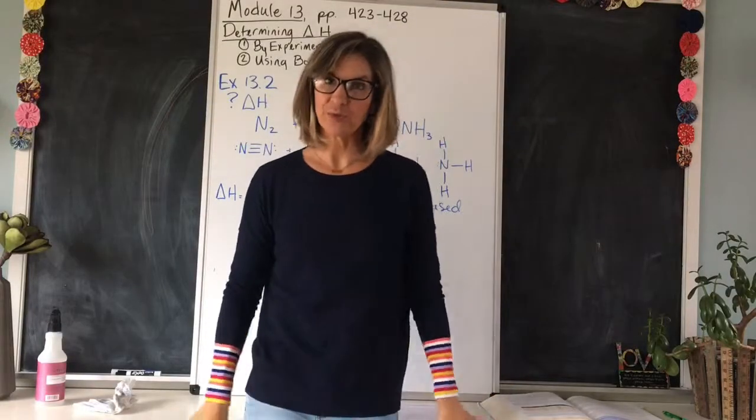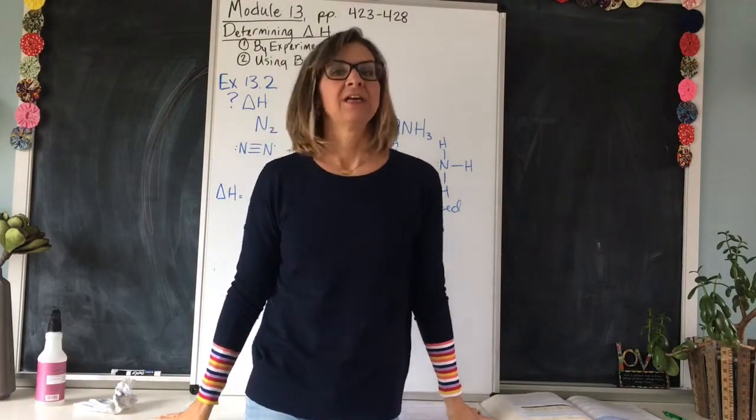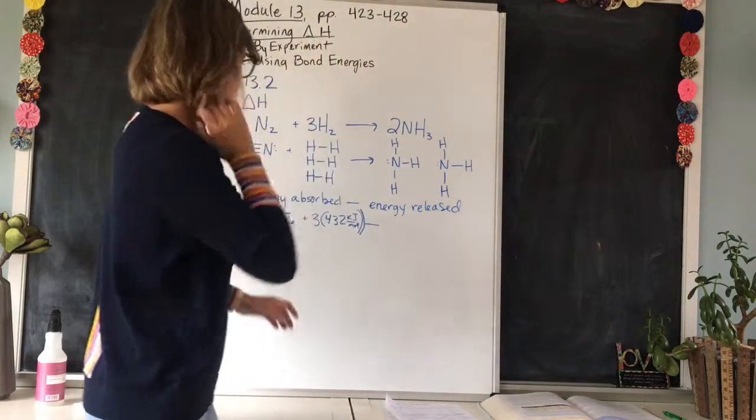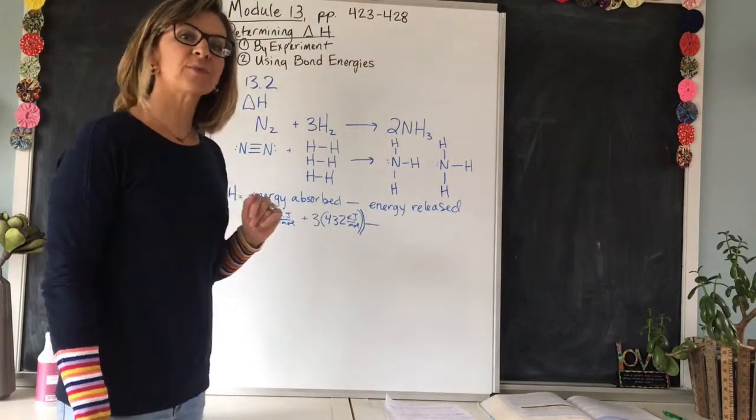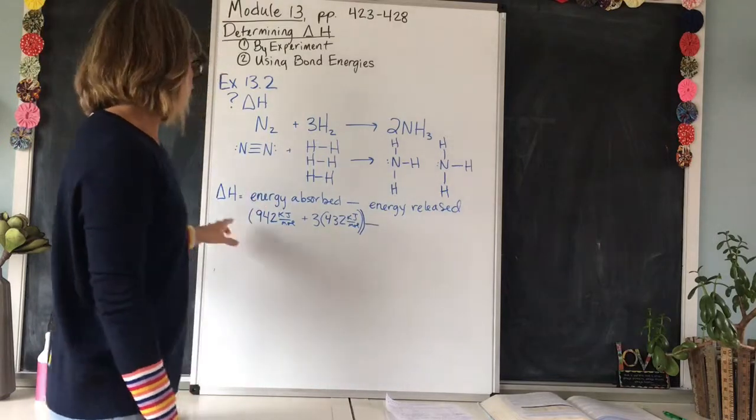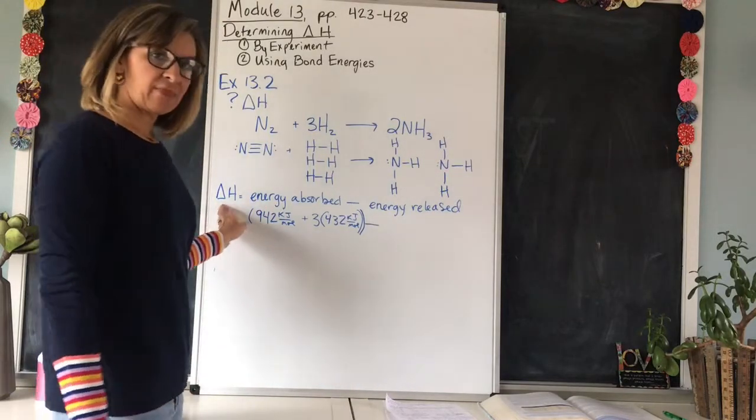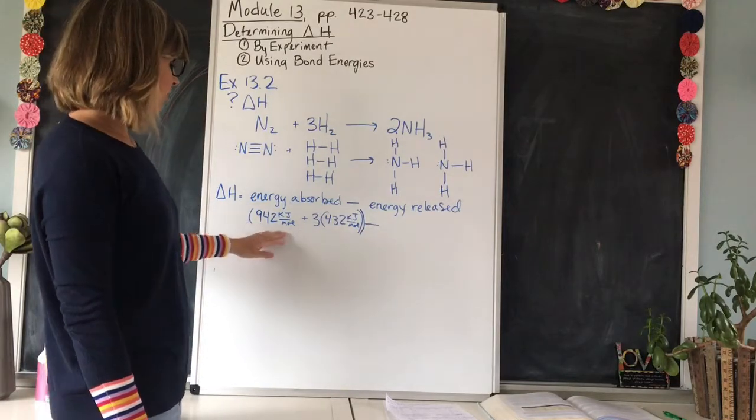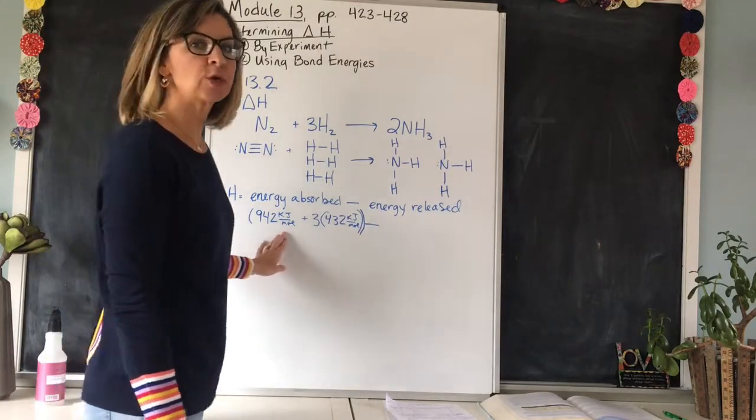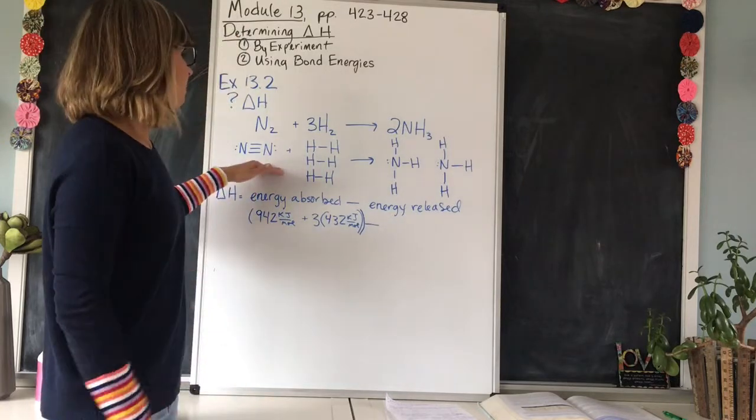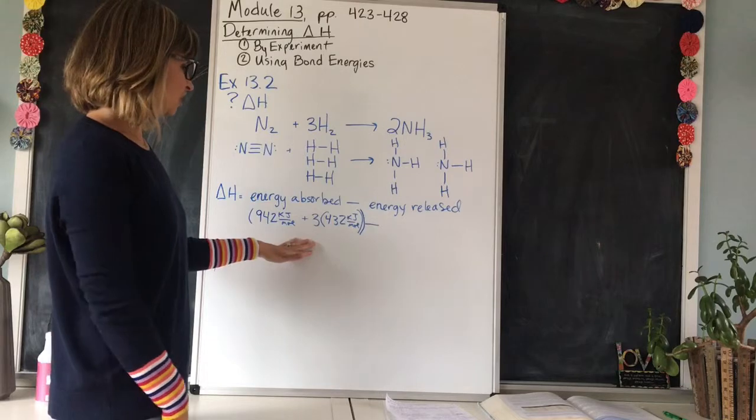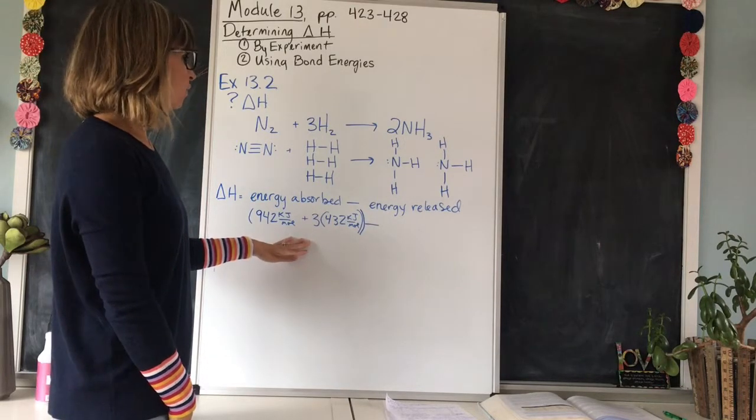We are picking up right where we left off in our last module video. So this is video 13C, and we were working on this example from 13.2. We are trying to figure out the change in enthalpy, the delta H. So far, we have put in the numbers for how much energy is absorbed for each of the bonds in this chemical reaction. So we have the energy levels for the reactants.